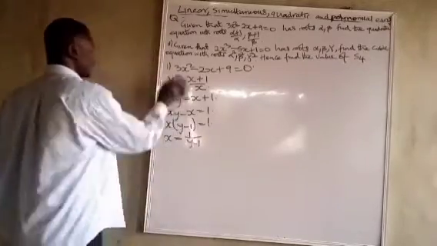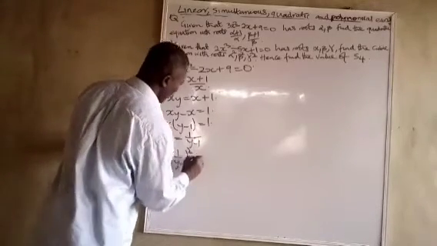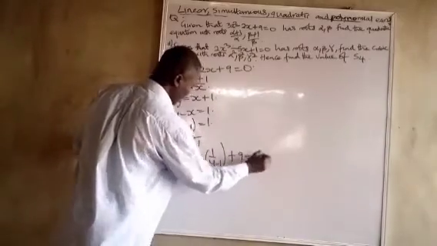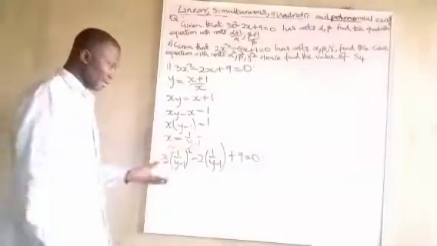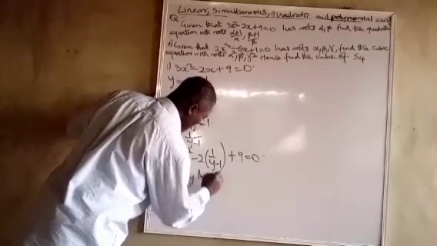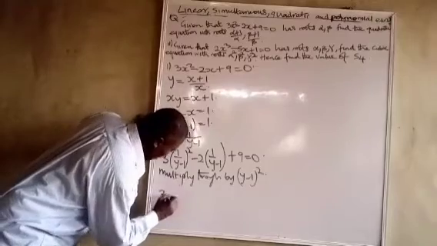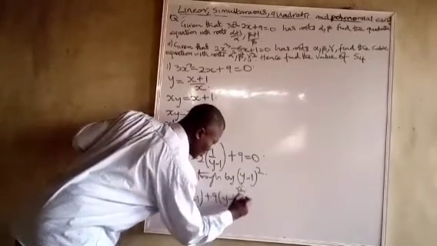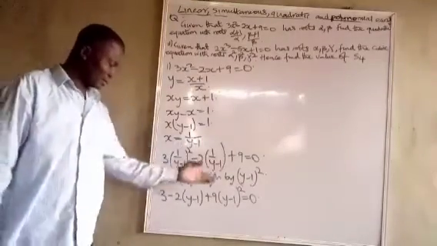Then I will now substitute this back into this equation. So I have 3 into 1 over y minus 1 all squared, minus 2 into 1 over y minus 1, plus 9 equals 0. Since the LCM is y minus 1 all squared, let's multiply through by y minus 1 all squared. So what's that going to give me? 3 minus 2 into y minus 1 plus 9 into y minus 1 all squared equals 0. I use this one to multiply through, and that is the LCM.